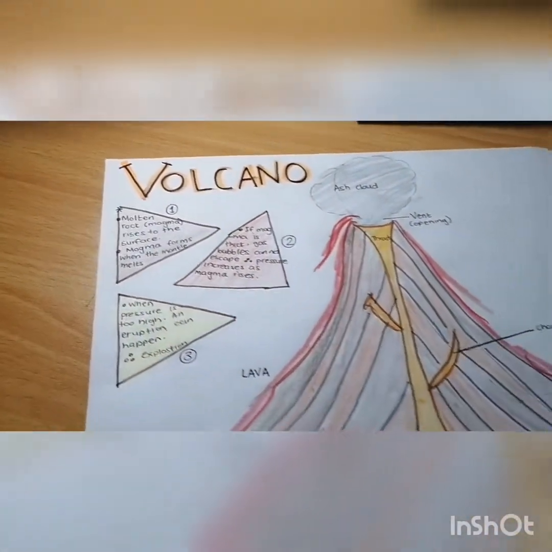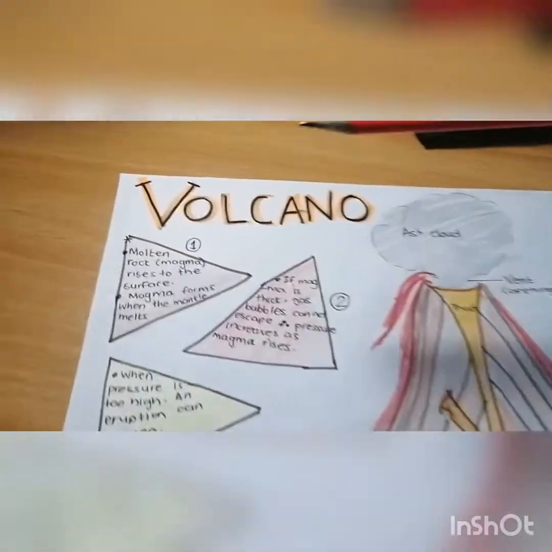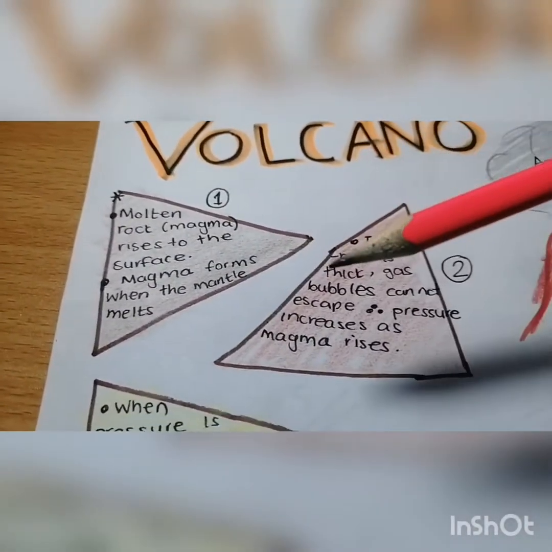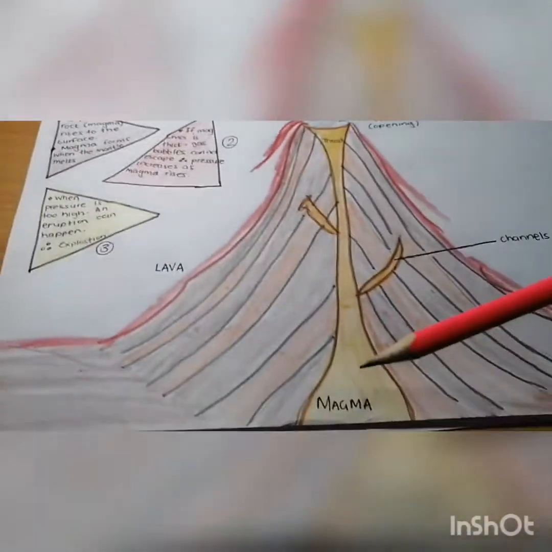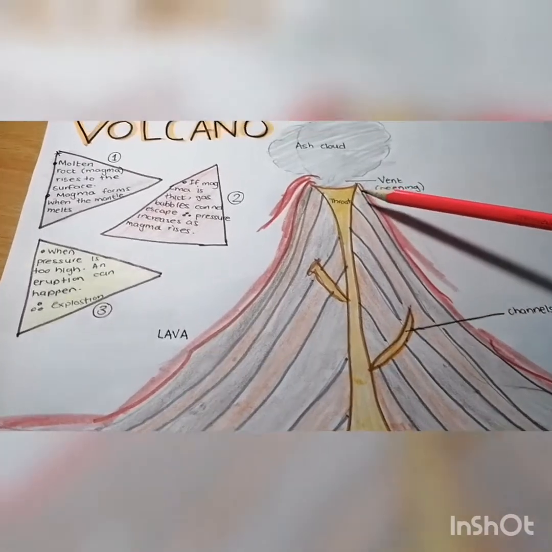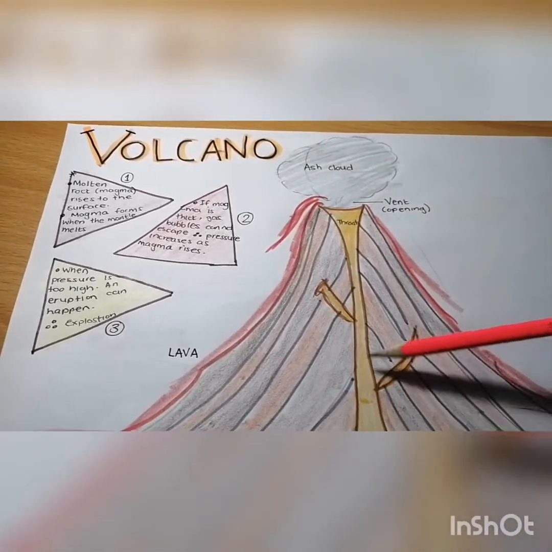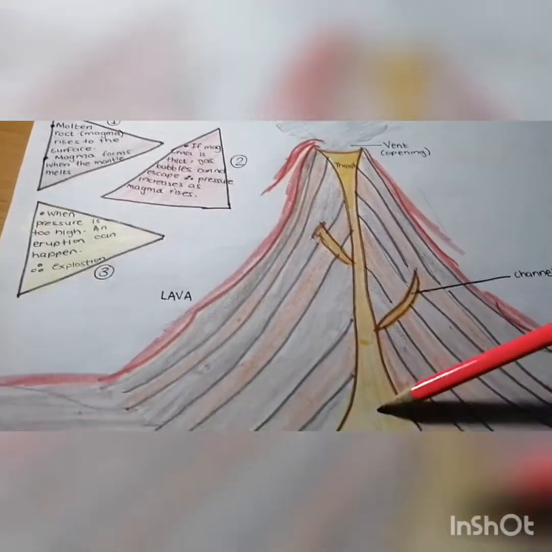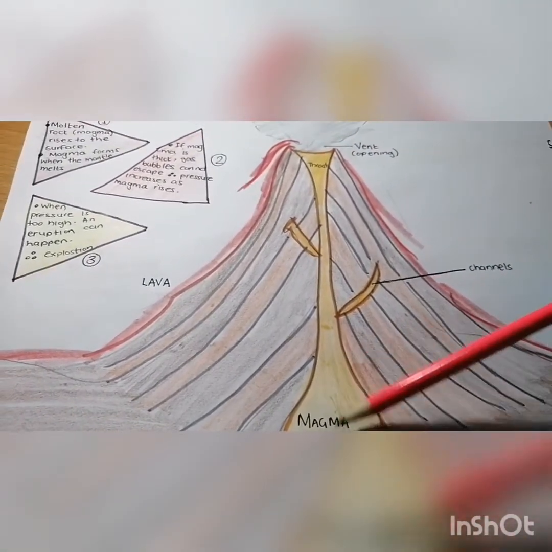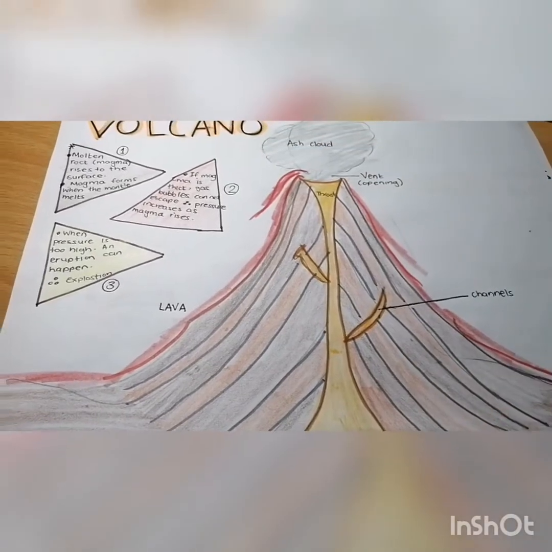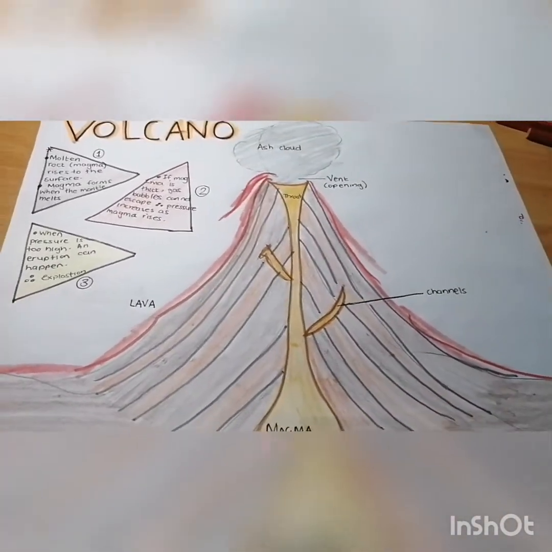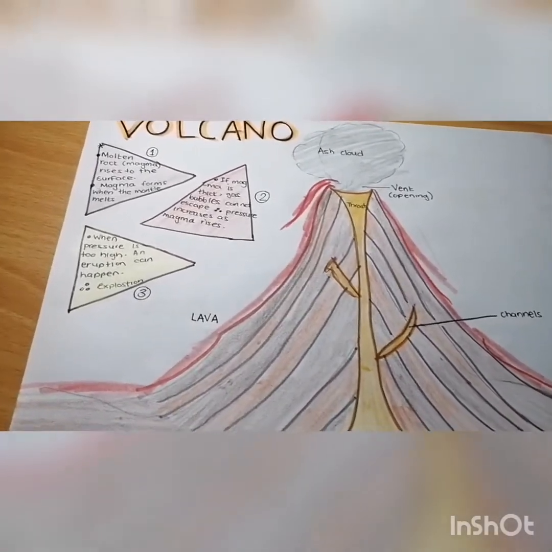Now we move on to how the volcano erupts. If we look at point 1, molten rock, known as magma, rises to the surface. Magma forms when the mantle melts. When it gets really hot in the mantle, then magma flows to the surface. And that's when pressure is increased, because an increase in temperature is an increase in pressure.